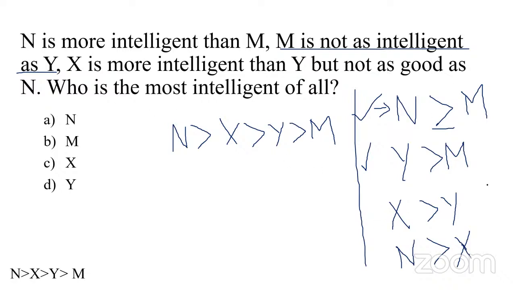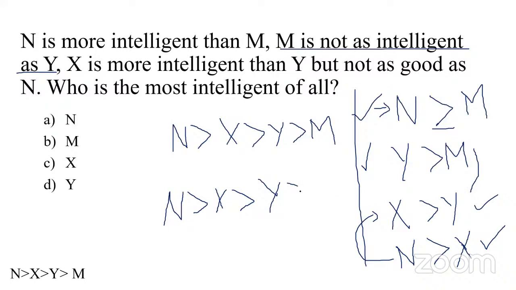Now I want to rearrange this, fine? They didn't mention whether N is more intelligent than this one or that one. So next, what has been given? X is more intelligent than Y. With the third and fourth statements, I can write N is greater than X, then X is greater than Y. Because Y is greater than M, with these things I can conclude that Y is greater than M. That's why I am going in reverse order.